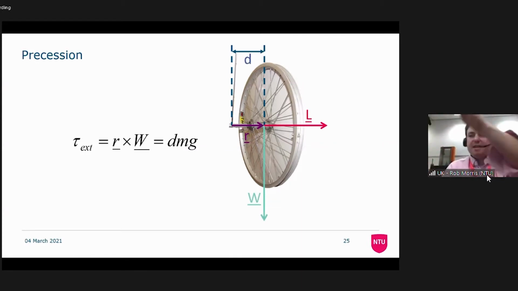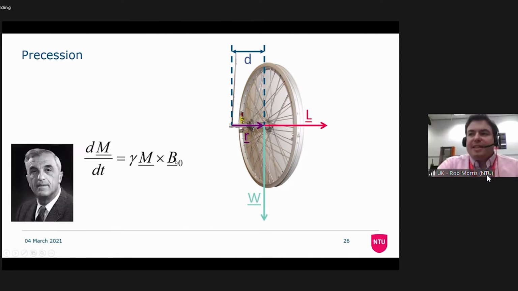So if I'd suspended it much further away, it would have precessed much more quickly because gravity would have applied a bigger torque. Okay, and that's exactly the same thing as we see in MRI. So the expression for that doesn't really matter. It's a cross product of the torque and, well, it is the torque. So the cross product of gravity and the distance. We see exactly the same thing in NMR, MRI, all things magnetic resonance.